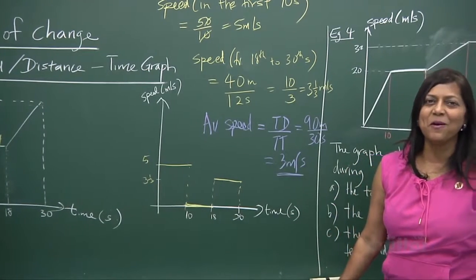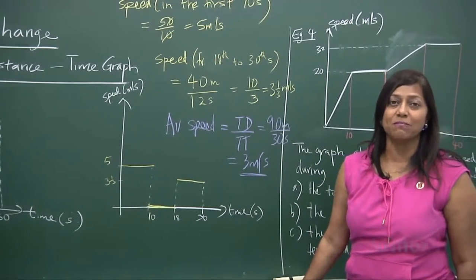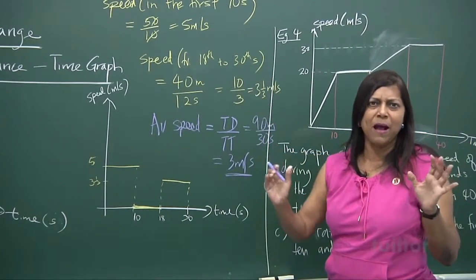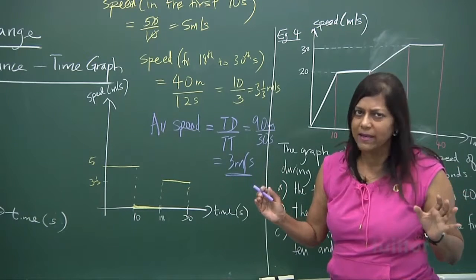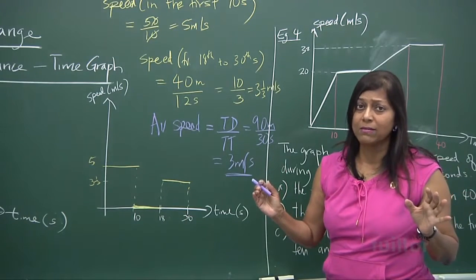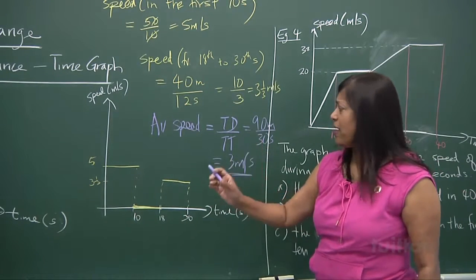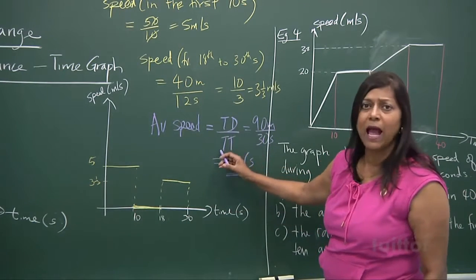What I said earlier was that there's this misconception. You take the initial speed, find the final speed, add them up, divide by 2. That is wrong, alright? So take note of it. Total distance divided by total time.